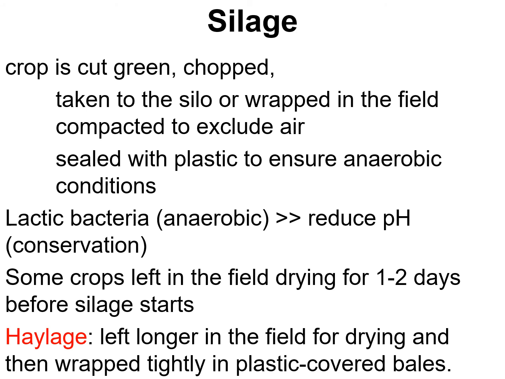In the case of silage, the crop is cut green and chopped. Then it is taken to the silo or wrapped in the field and compacted to exclude air. This is important to ensure anaerobic conditions. And those anaerobic conditions will allow the operation of lactic bacteria that will reduce the pH to levels that will not allow the growth of microorganisms. Some crops are left in the field drying for a couple of days before silage starts. In the case of haylage, the crop is left longer in the field and we let it dry down to between 30 and 50%, and then it will be wrapped tightly in plastic-covered bales.